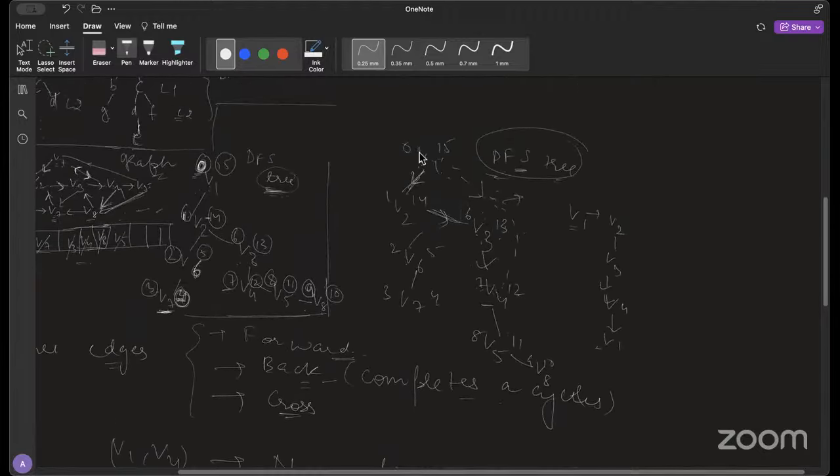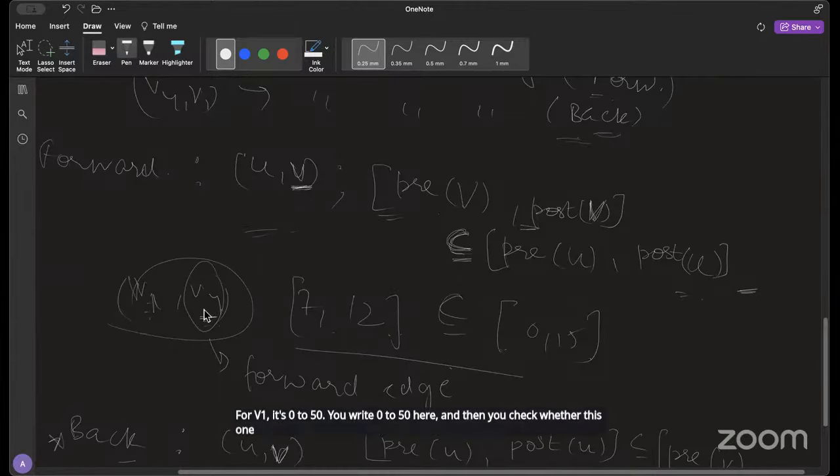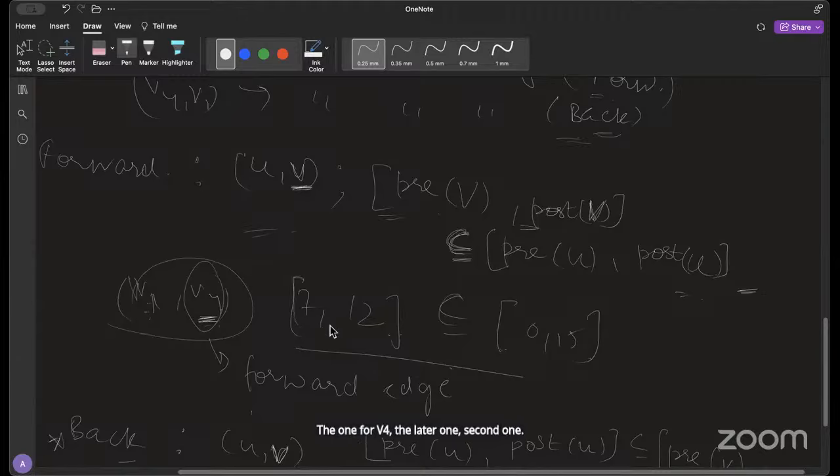For V1, it's 0 to 15. You write 0 to 15 here, and then you check whether the interval for V4, the later one, the second one, is contained in the interval for the first one, V1. Is that okay?